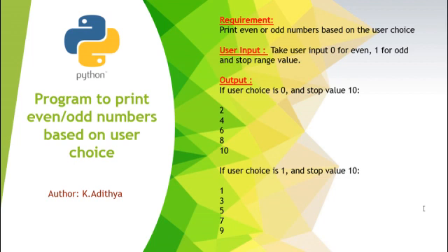If the user gives 0, it means he wants even numbers. If he gives 1, it means he wants odd numbers. And we'll ask another input, which is the stop range value. If user's choice is 0 and stop value is 10, it should print the even numbers from 2 to 10. If user's choice is 1 and stop value is 10, it needs to print the odd numbers from 1 to 10. Okay, now let's see the code.